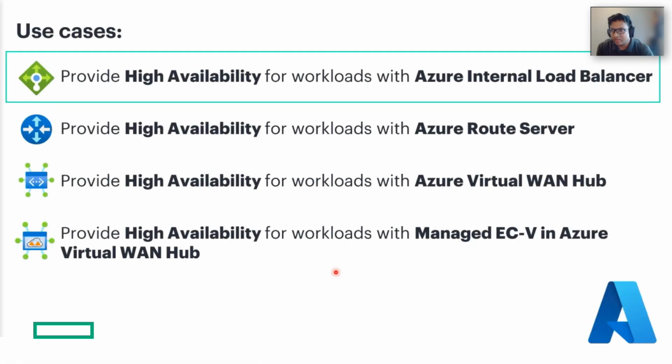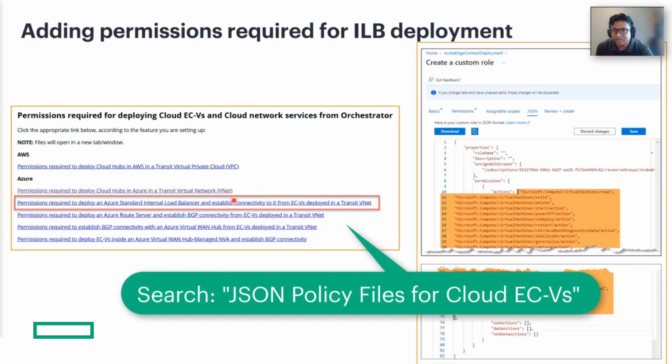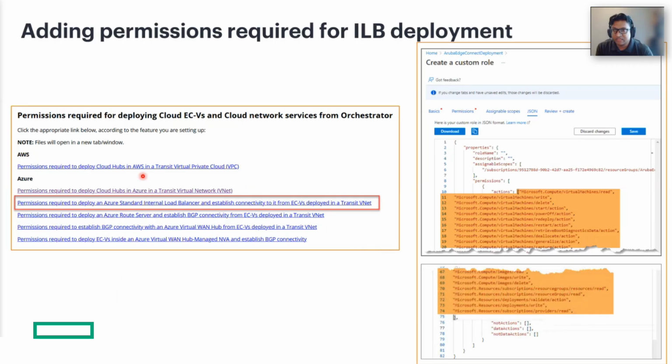Okay, so let's talk about the first use case, horizontally scaling Edge Connect appliances when you have a load balancer on the LAN side. We have updated this page on the Aruba documentation. In the past, you might remember we had only two links here: permissions required to deploy cloud apps in AWS, and permissions required to deploy cloud hubs in Azure. And we have added four more links to this page.